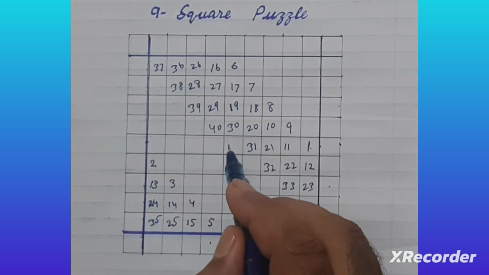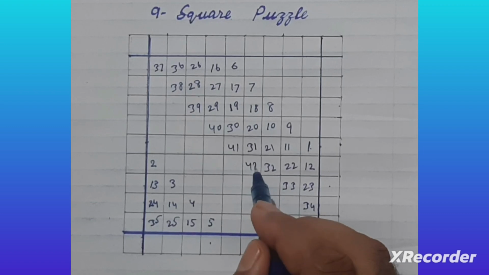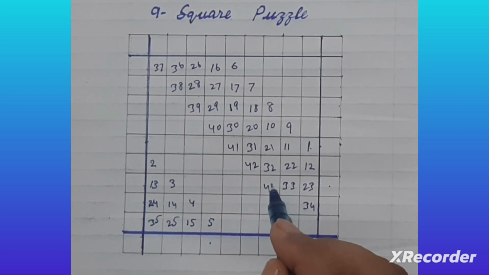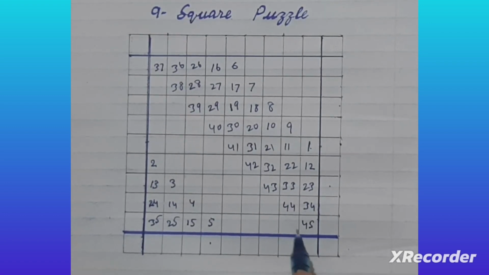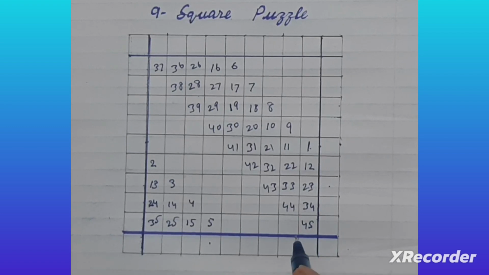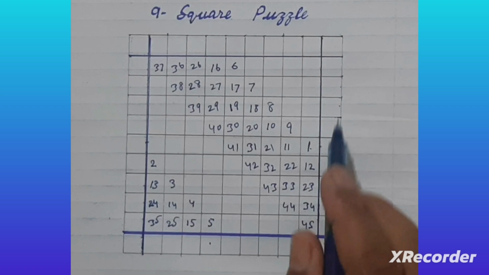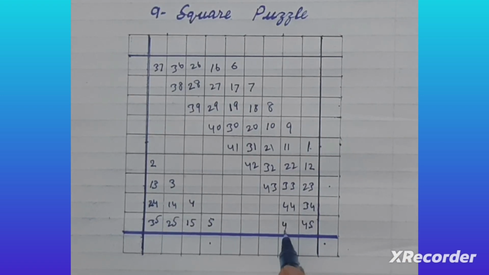This is 40, this is 41, this is 42, this is 43, this is 44, and this is 45. Now we have to go to 46. The next should be here, but it is out, and we cannot follow this column. We go back. 47 should be here, but it is already filled, and it is out of the square. We write 47 here.